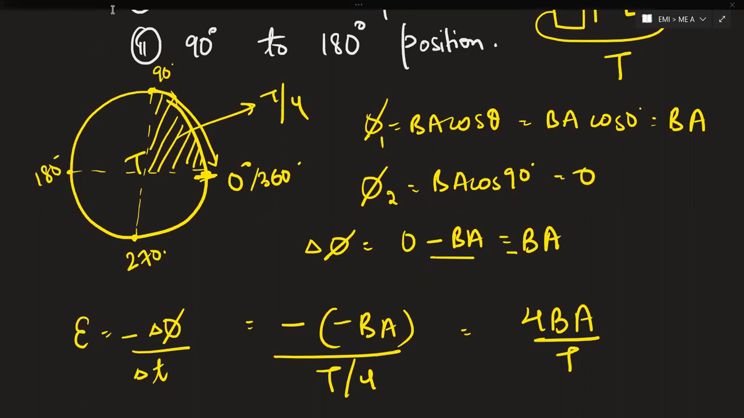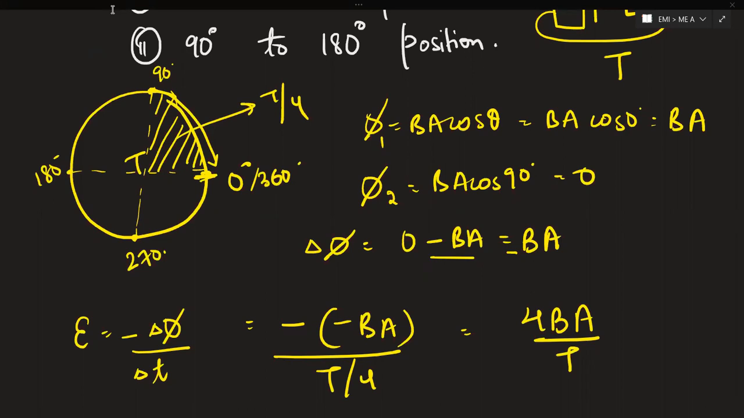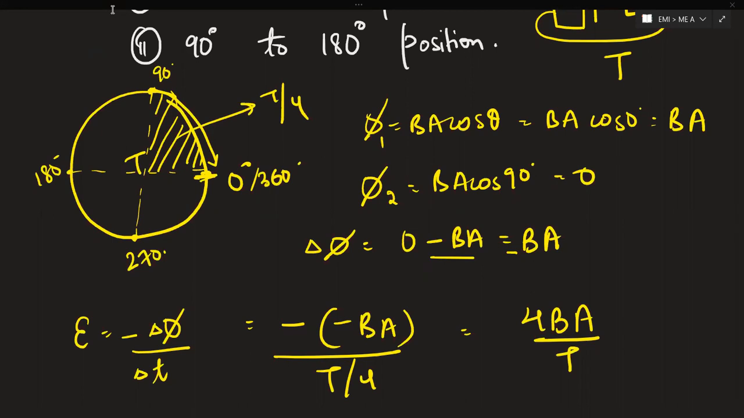Yes, Himatsu. Is it possible to get the same answer again for 90 degree to 180 degree? Yes, from 90 degree to 180 degree, the coil can rotate. But ma'am, it will also be T by 4 only. No? Even that area is T by 4. Exactly. So it will be T by 4 only.